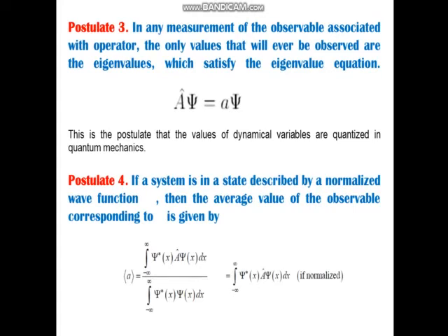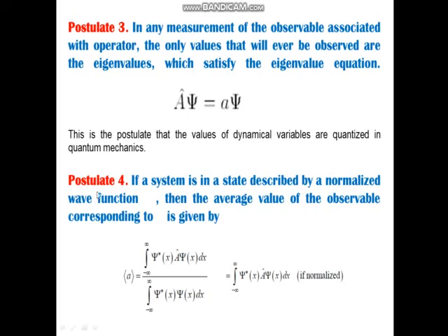And the third postulate is, in any measurement of the observable associated with an operator, the only values that will ever be observed are the eigenvalues which satisfy the eigenvalue equation, that is A cap psi is equal to a psi. So when you operate on a wave function with a suitable operator, you get a constant value multiplied by the same wave function, and that is called the eigenvalue equation. Here small a is called the eigenvalue, psi is called the eigenfunction, and A cap is the operator.